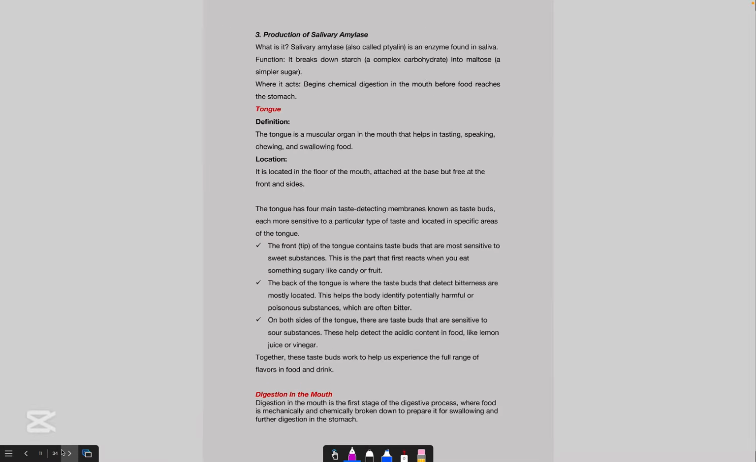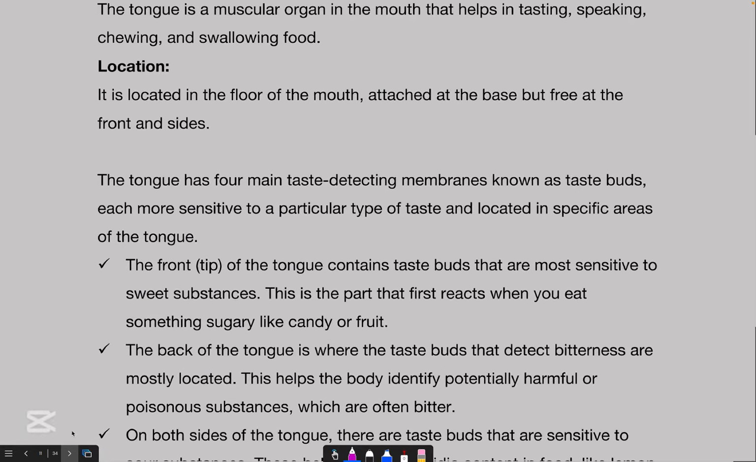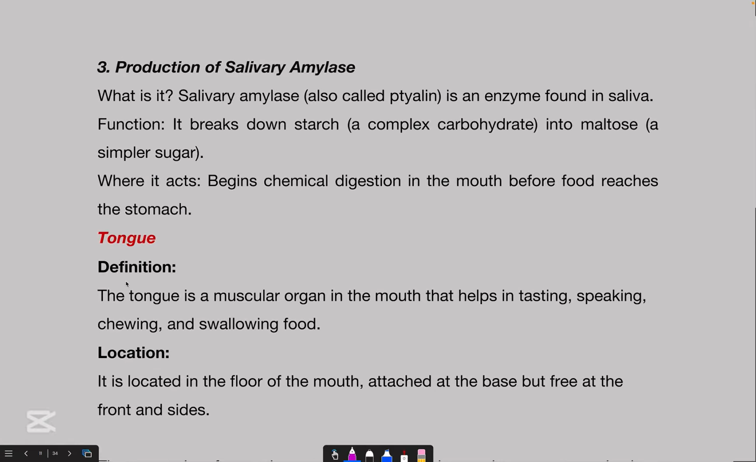The next one we said is the production of salivary amylase, which I have said before, right? Salivary amylase, also called ptyalin, is an enzyme found in saliva. It works by breaking down starch, a complex carbohydrate, into maltose, a simpler sugar. It begins chemical digestion in the mouth before food reaches the stomach. And that was why we said that digestion of carbohydrate begins in the mouth, while that of protein begins in the stomach. Please take note of those important facts.